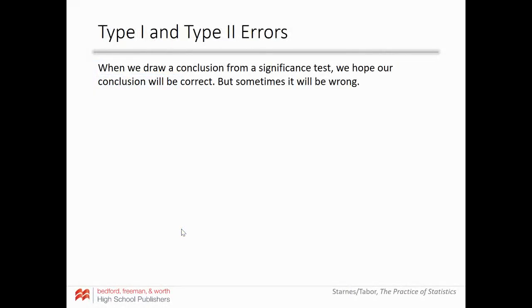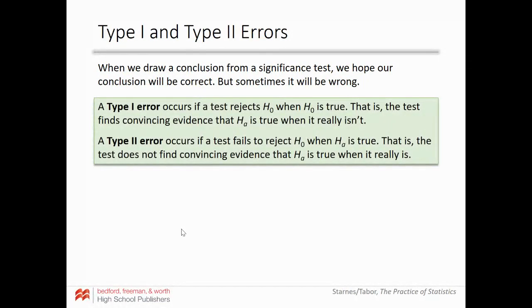Right. And that's kind of the gist of determining p-values for right now. Like I said, we'll try and figure out and calculate how we get those p-values. But for right now, we're going to look at some types of errors we might make using these significance tests. When we draw a conclusion from a significance test, we hope our conclusion will be correct, but sometimes it is wrong. So here's the definition of two types of errors, but I think a little chart in a second will help. We'll make it a little bit more clear.